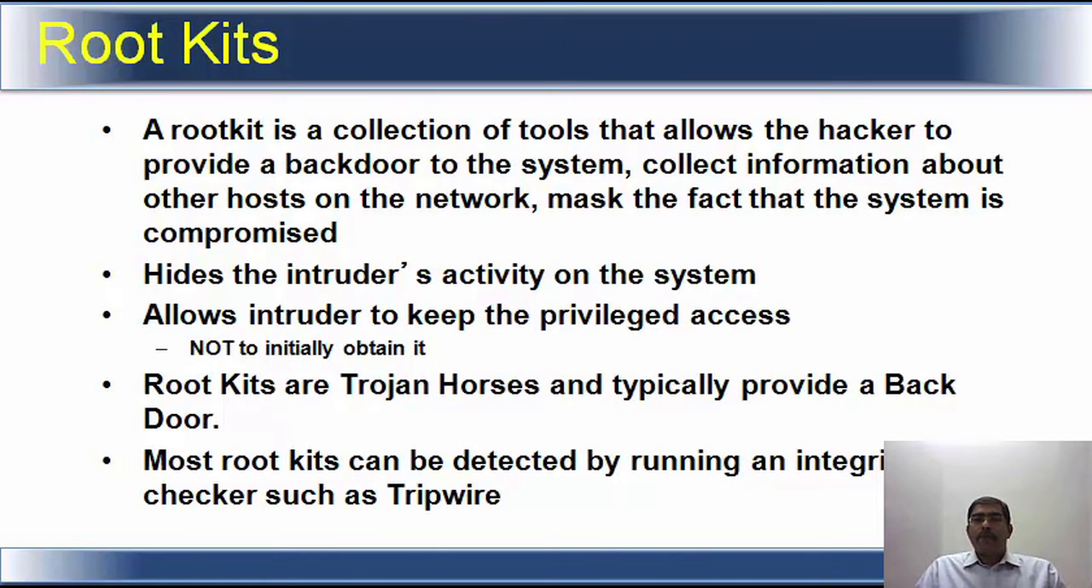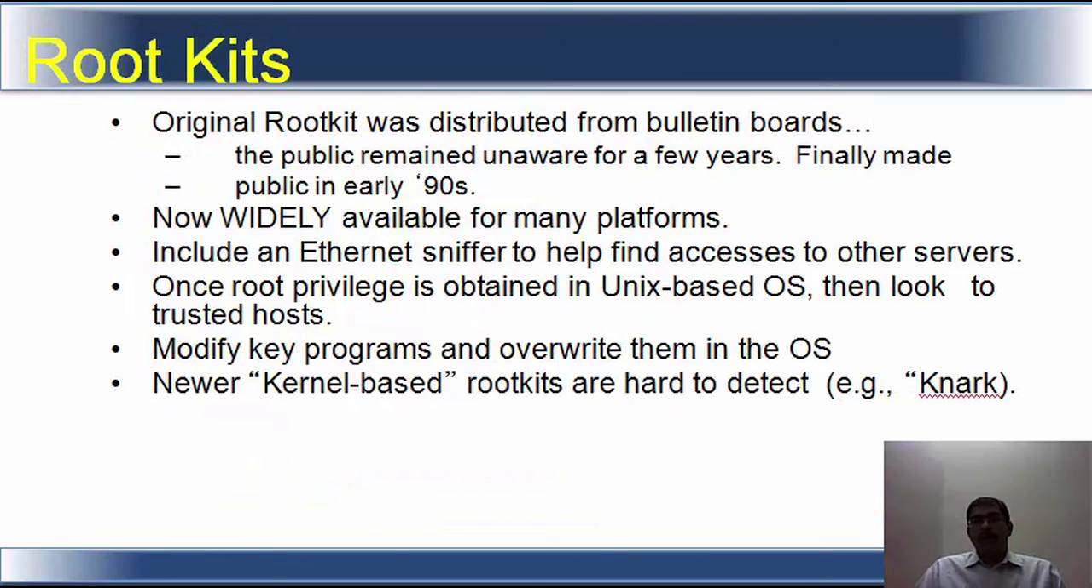Rootkit is a collection of tools that allows the hacker to provide a backdoor to the system, collect information about other hosts on the network, and hide the fact that the system is compromised. It hides the intruder's activity on the system. It allows the intruder to keep the privileged access, not to initially obtain it, but to keep it. Rootkits are Trojan horses and typically provide a backdoor. Most rootkits can be detected by running an integrity checker. An example of an integrity checker is Tripwire.